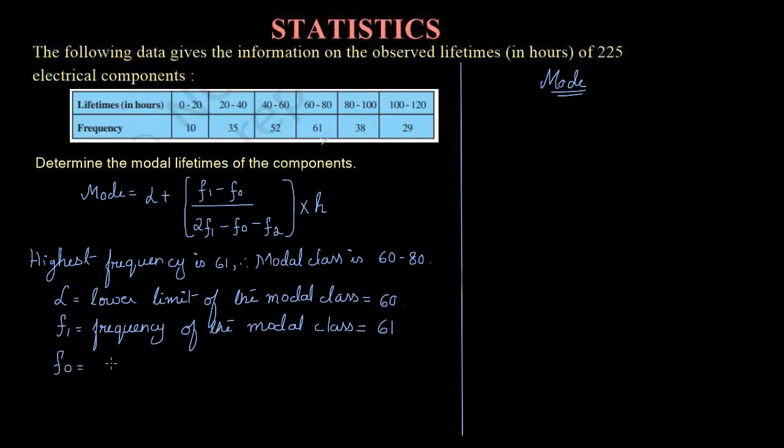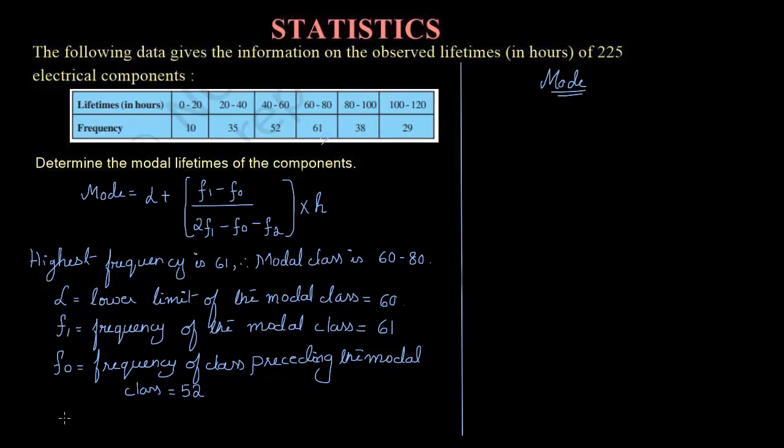Then what is F0? F0 is the frequency of the class preceding the modal class. So which is the frequency preceding the modal class? Modal class frequency is 61. Preceding means before. So what is the frequency of this class? It is 52. So let me write here 52.